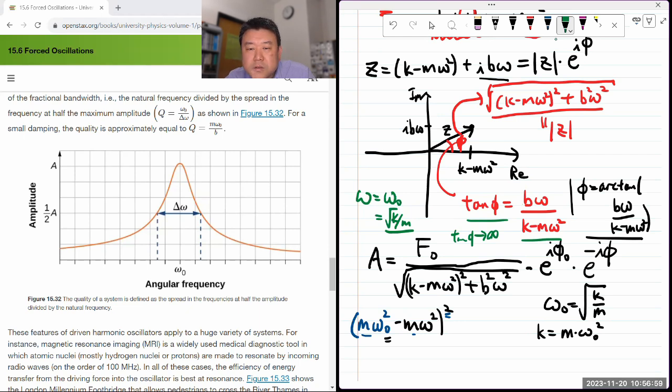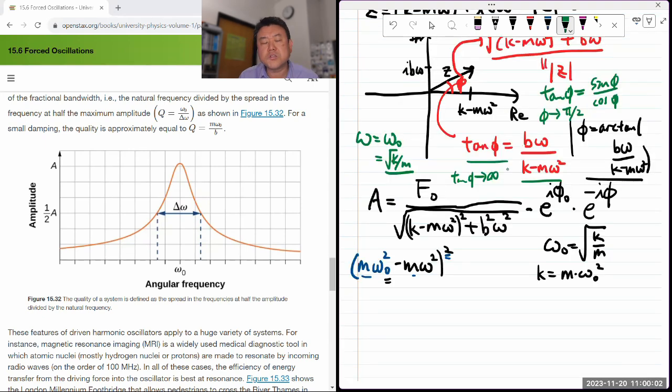I might have done something wrong. Let me think this through. I was expecting tangent of phi to go to 0. Phase offset between the driving force and the response of pi over 2. I'm not sure if that entirely makes sense. That's what the method suggests.